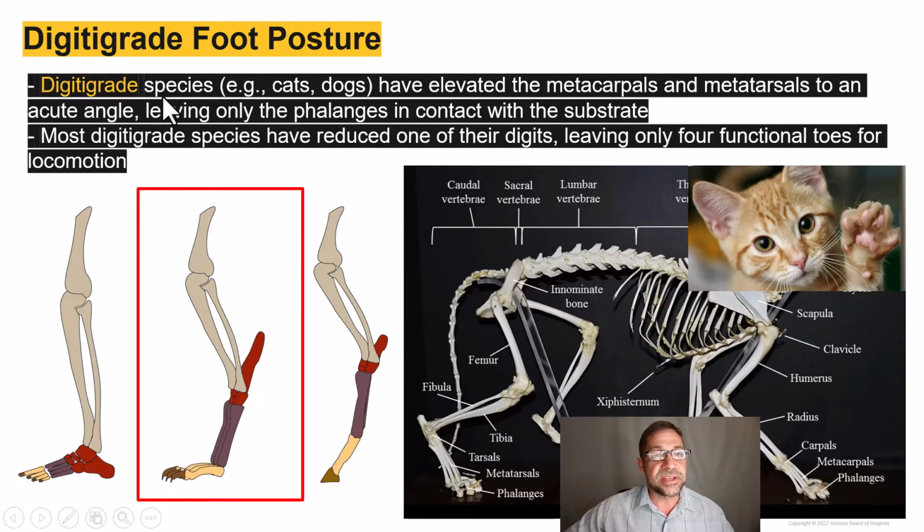In digitigrade species, like this cat, we see that the metacarpals here in the forelimb, as well as the metatarsals in the hind limb, they've been elevated off the ground to an acute angle, leaving only the phalanges in contact with the substrate. So this is the metatarsals here in gray. Those are the phalanges, shown in that kind of yellowish color, and then the brownish color that represents the claws. Most digitigrade species have reduced their digits, leaving only 4 functional toes for locomotion.